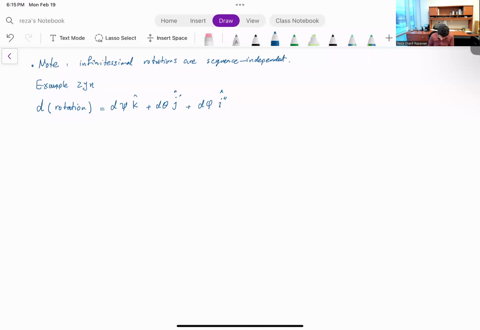So this is the original K, first or second. Let's call it second frame J, and this one is third frame I.